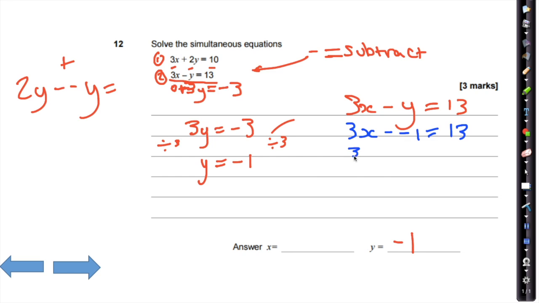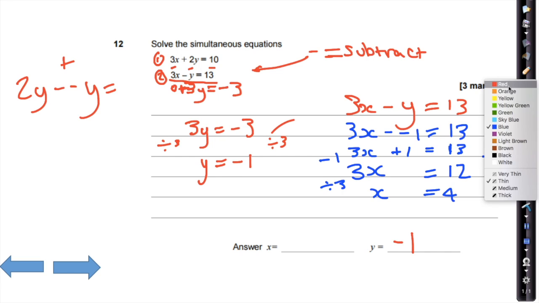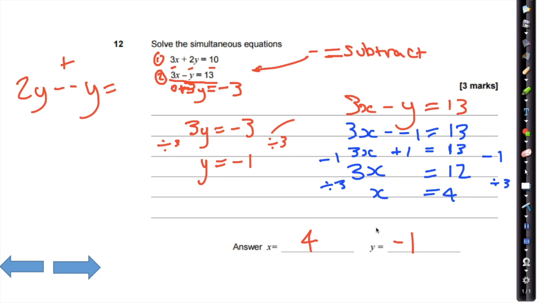Minus and minus makes a plus, remember. So I'm writing this out in full. You could skip a few steps if you want, but I don't want to miss anything here for the understanding. So 3x plus 1 equals 13. So I'm going to eliminate the plus 1 by taking away 1, so subtract 1 on both sides. So 3x equals 12, and hopefully now you can see you divide by 3. So x equals 12 divided by 3, 4. So x equals 4, y equals minus 1.